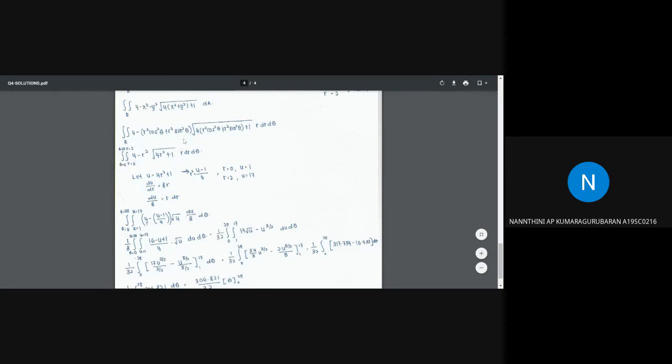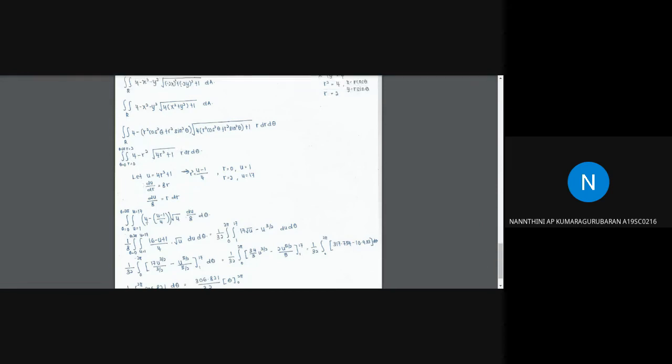Then we have to solve this one, so we can use the substitution formula, which is let u equal 4r squared plus 1. We differentiate it with respect to r, so we get 8r. Then this one, r dr, so we can make r dr over here, so du over 8. This one still has r, so we can convert this r squared like this: r squared equals u minus 1 divided by 4.